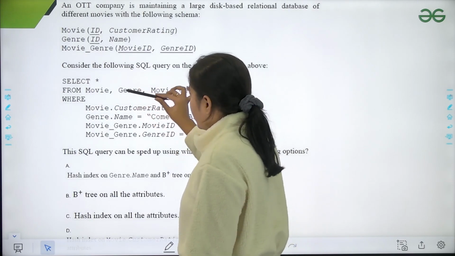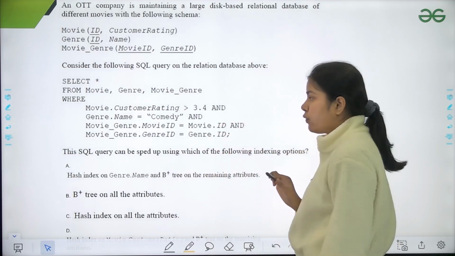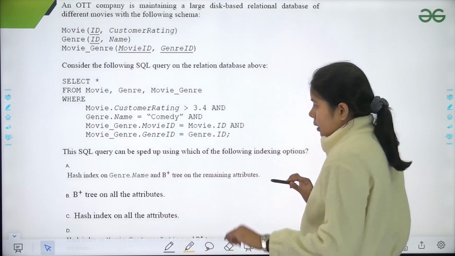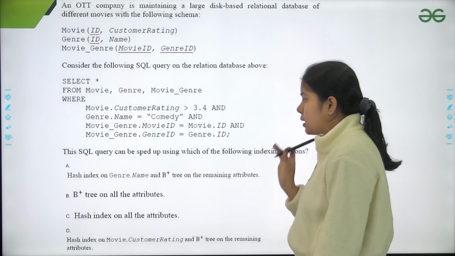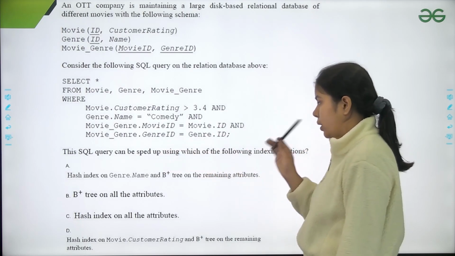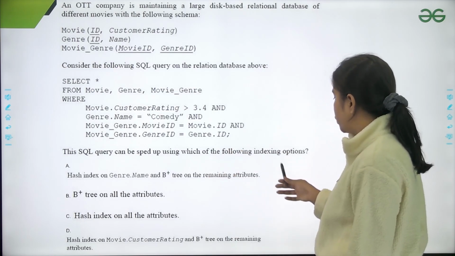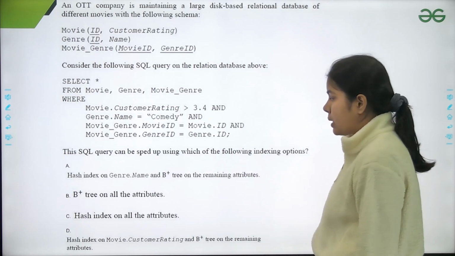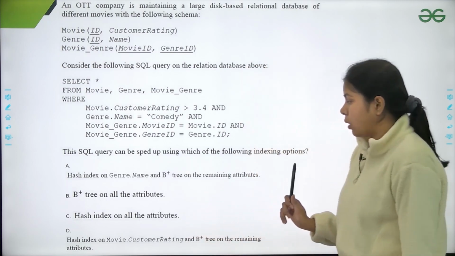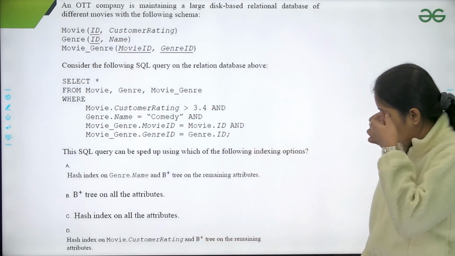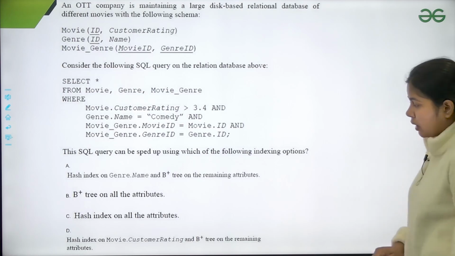It says: select star from movie, genre, movie genre, where movie.customer rating is greater than 3.4 and genre.name is equal to comedy, and movie genre.movie id is equal to movie id, movie genre.genre id is equal to genre id. The SQL query can be sped up using which of the following indexing options: hash index on genre name and B+ tree on the remaining attributes, or B+ tree on all the attributes, or hash index on all the attributes, or hash index on movie.customer rating and B+ tree on the remaining attributes.